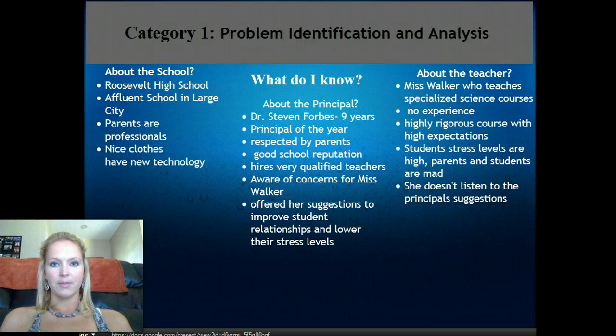Category 1, problem identification and analysis. To look at the problem, I first looked at the school. About the school. The school was Roosevelt High School, which was a very affluent school in a large city, meaning that there was a lot of money, the parents were professionals, they had a good living, the kids in return got a lot of nice clothes, and they had all the new types of technology available.